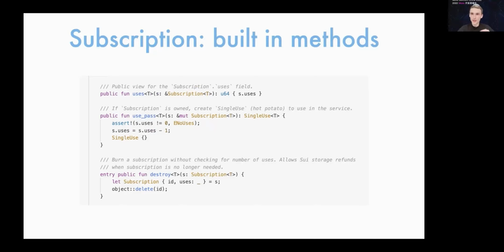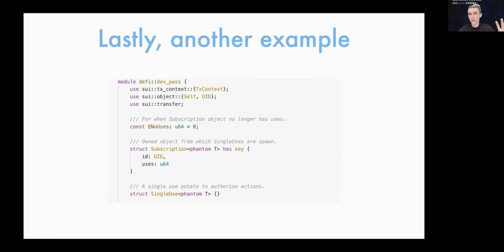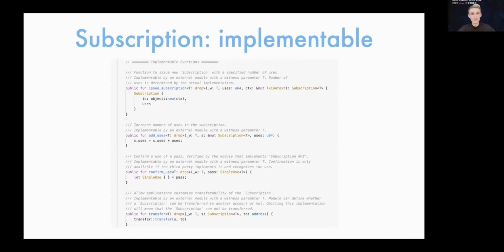And we can define the base functionality for the subscription, which will be available to everyone, which is like we can see the number of uses, we can issue a pass as a hot potato, and we can destroy the subscription if we don't need it. So this functionality is available to everyone out of the box. So subscription is already usable, kind of.